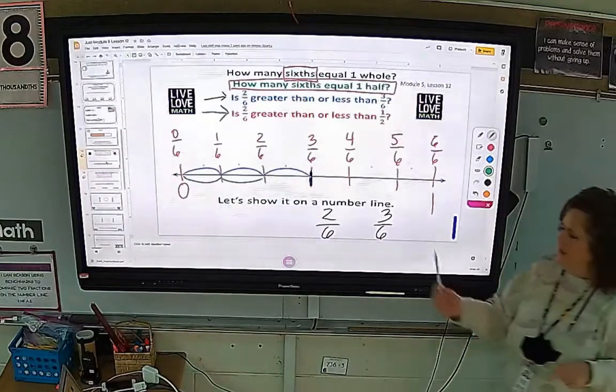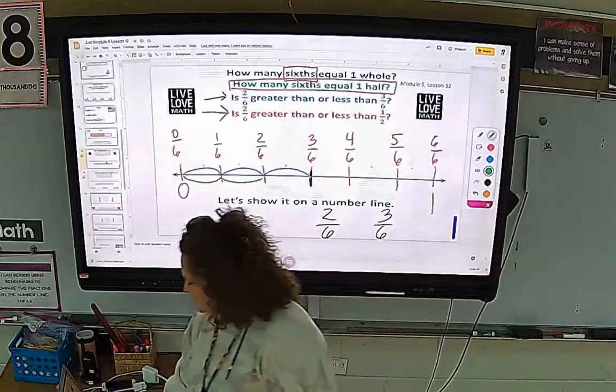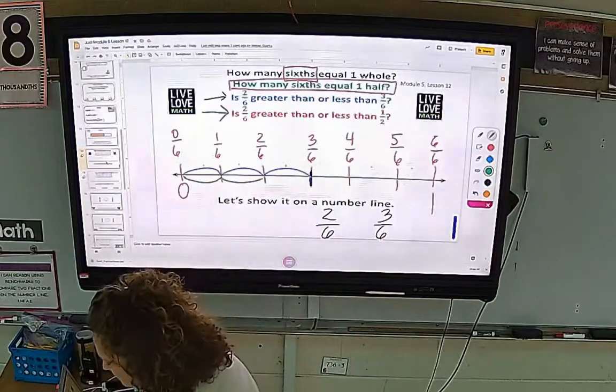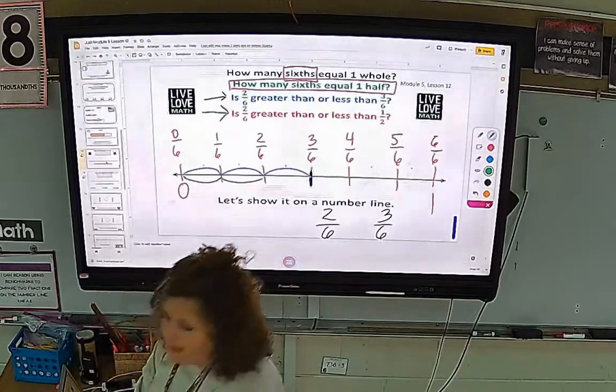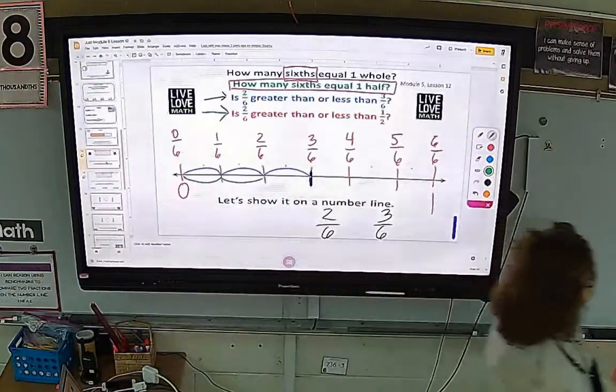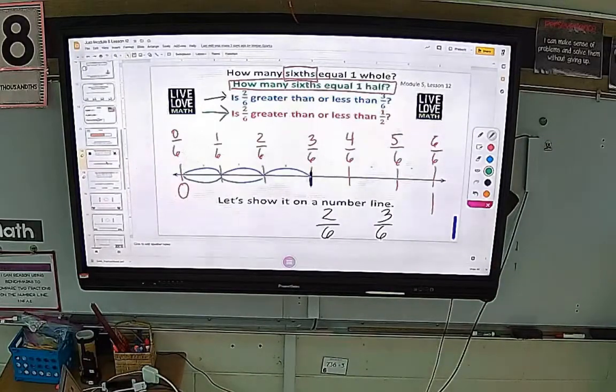Okay. Let me show you what I'm talking about. Back before Christmas, we had a 3rd grade fraction lesson. We did that for a while, and I told you guys, this is going to help you so much later on.